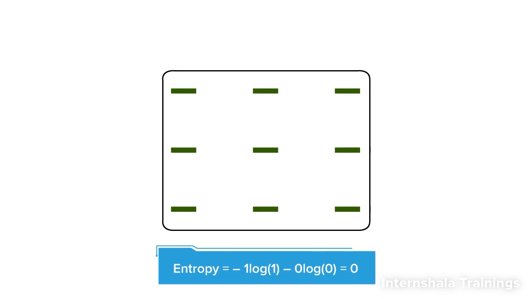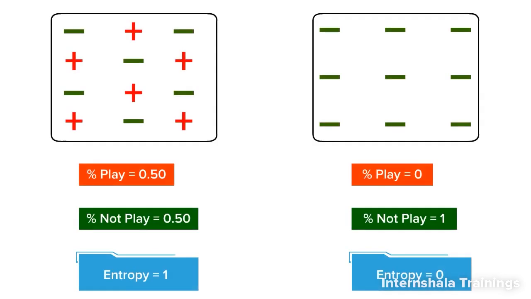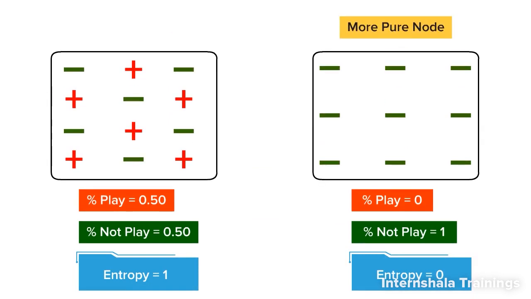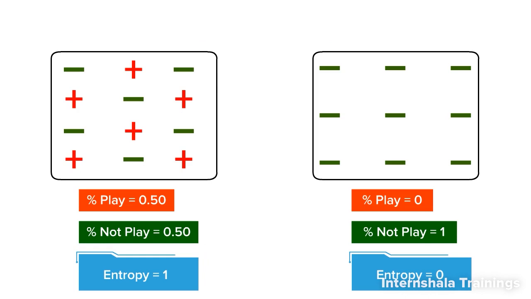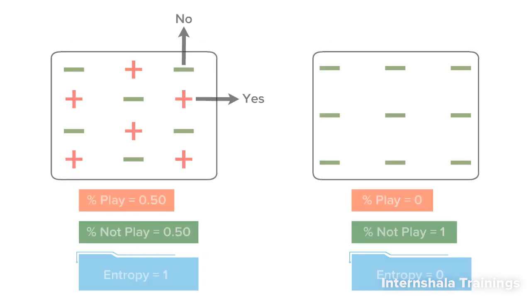So if we compare the entropy values here, we can say that lower entropy means more pure nodes and thus more information gain, while higher entropy means less pure nodes and thus less information gain. Similar to Gini impurity, it also works only with categorical target variables.